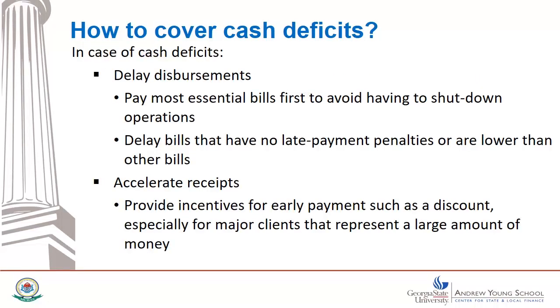The goal is to avoid a cash deficit at all times. However, there are ways to deal with cash deficits. It's best to identify them ahead of time and not wait until it's too late. One method is to delay outflows or disbursements. Pay the most essential bills first to avoid having to shut down all operations. Delay paying bills that have no late penalties or lower penalties than other bills.